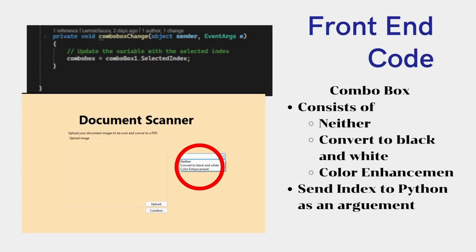On our main form, we also have a combo box which will hold all the functions. We have 3 different functions: neither, convert to black and white, and color enhancement. Neither only performs perspective correction. Convert to black and white performs the perspective correction, and it converts the image file to black and white. Color enhancement performs the perspective correction, then enhances the colors of your image.